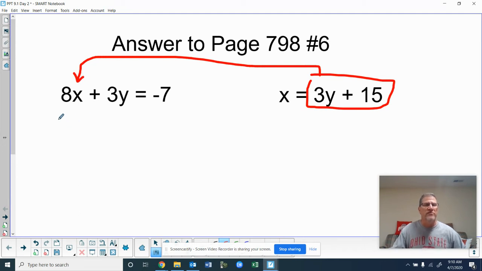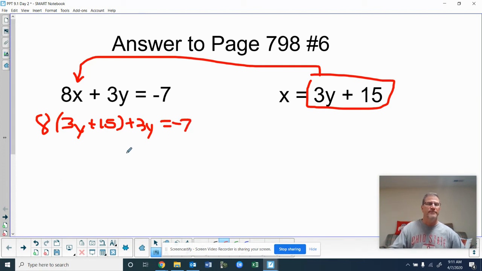and substitute it in the other equation for x. So this becomes 8 times 3y plus 15. And then remember, plus 3y, we just substituted for x, so that 3y is still there, equals -7. So this is what it looks like. So we're going to distribute. 8 times 3y is 24y. And 8 times 15, would be 40 times 5, 90.